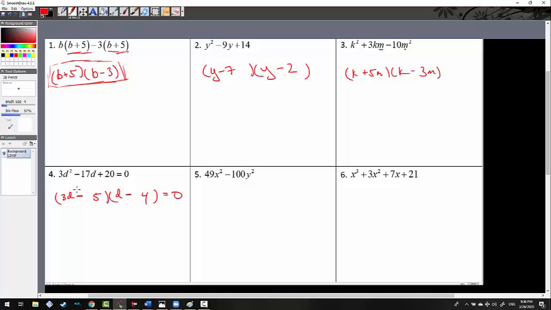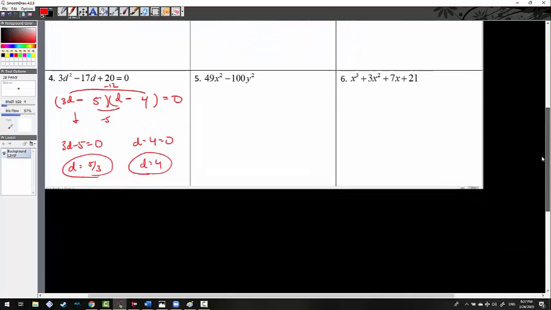I'm going to check to make sure that that works. Negative 12, negative 5. I believe that nets me to negative 17, so I think I'm in a good position. So 3d minus 5 is equal to 0, d minus 4 is equal to 0. So d equals 5/3, d equals 4, and we're ready to rock and roll.